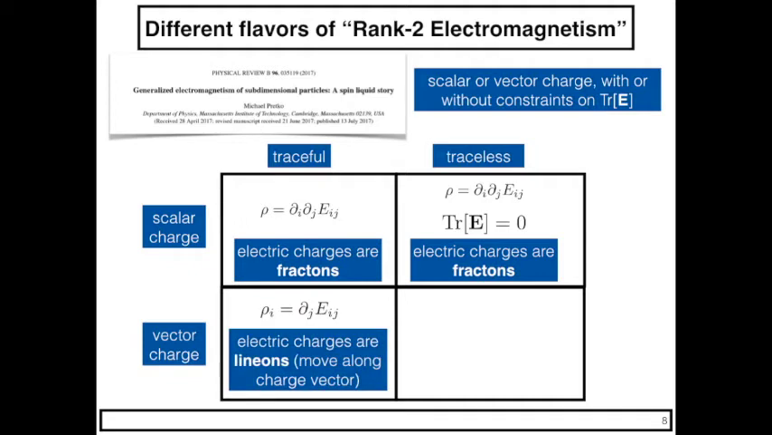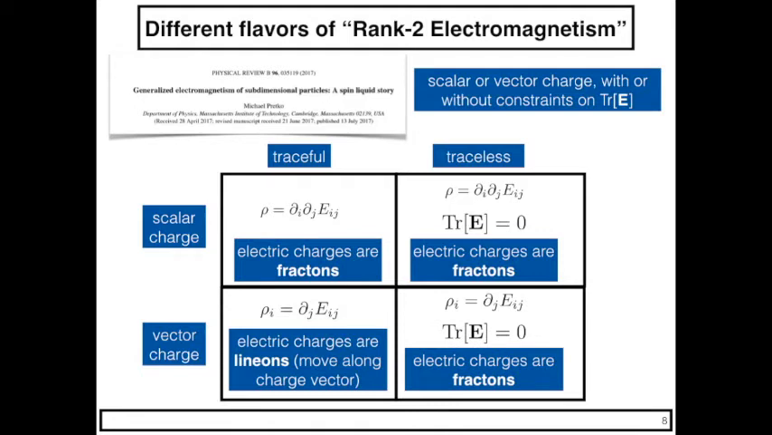Alternatively, we could have a case where charge is a vector and the relevant Gauss's law is a first derivative of the electric field tensor. And if we have that theory without any constraint on trace E, then the charges are actually line-ons, able to move only along the direction of their charge vector. Or finally, we can have the vector charge theory, but with the additional constraint that trace E vanishes, in which case the electric charges are once again completely immobile fractons.